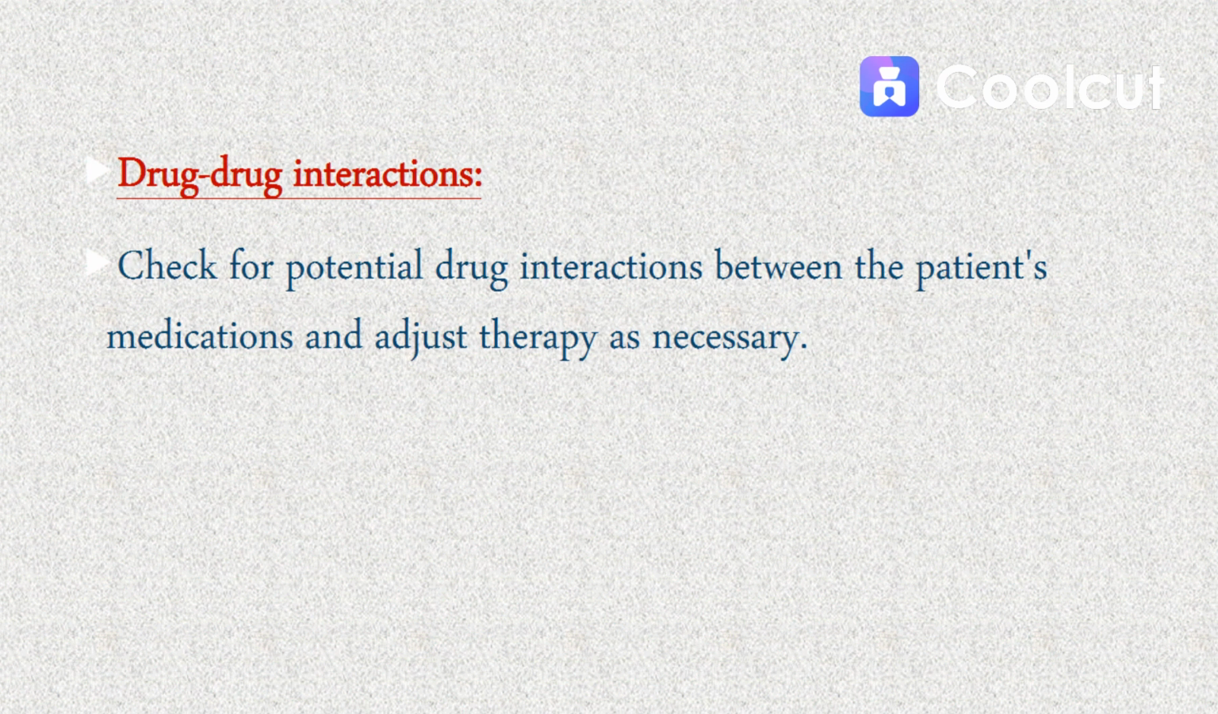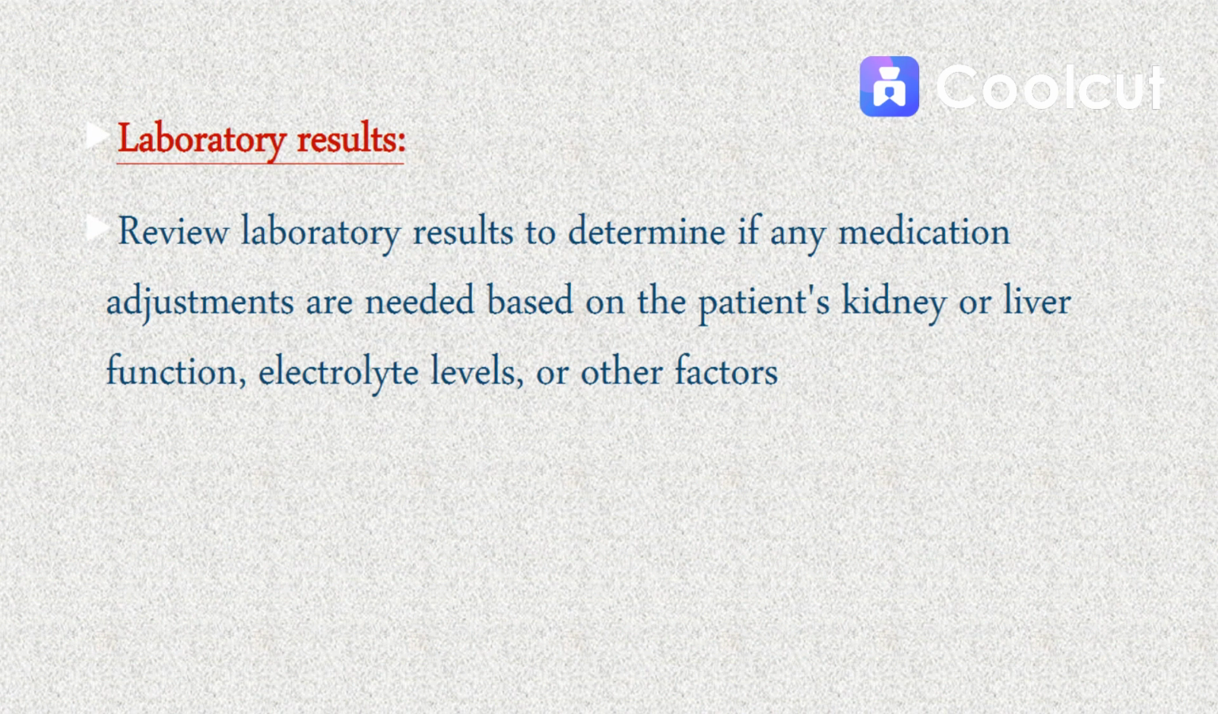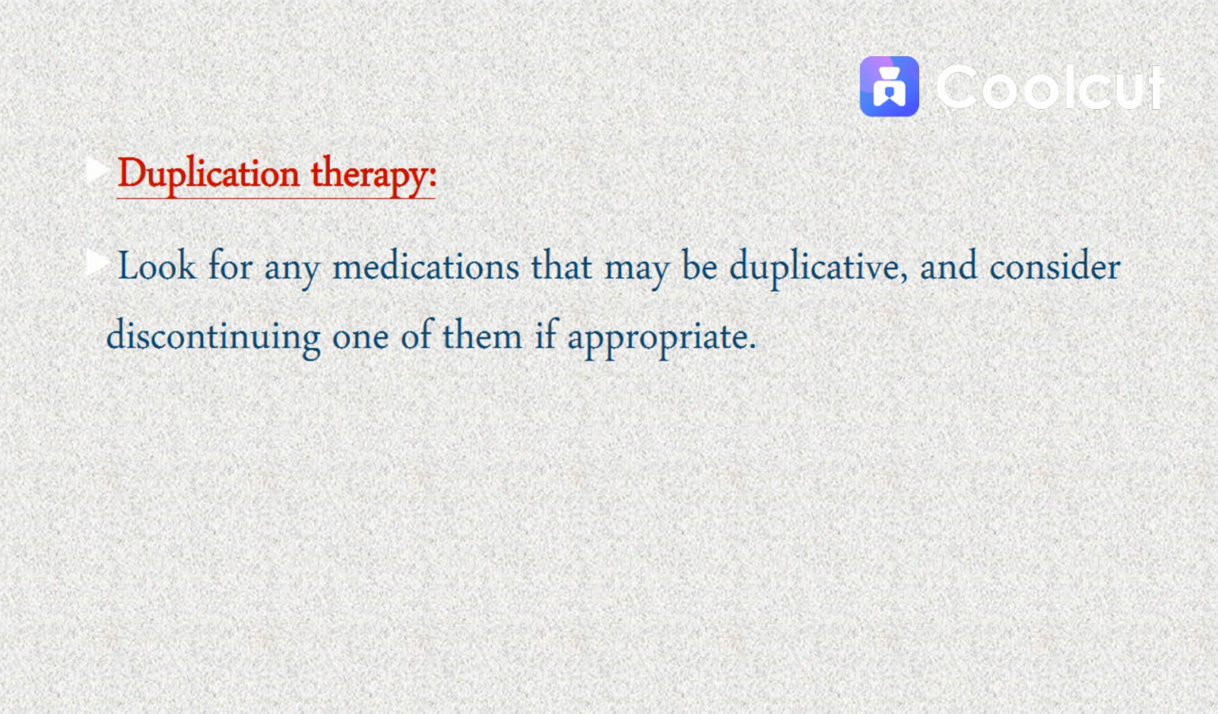Drug-drug interactions. Check for potential drug interactions between the patient's medications and adjust therapy as necessary. Laboratory results. Review laboratory results to determine if any medication adjustments are needed based on the patient's kidney or liver function, electrolyte levels, or other factors. Duplication therapy. Look for any medications that may be duplicative, and consider discontinuing one of them if appropriate.